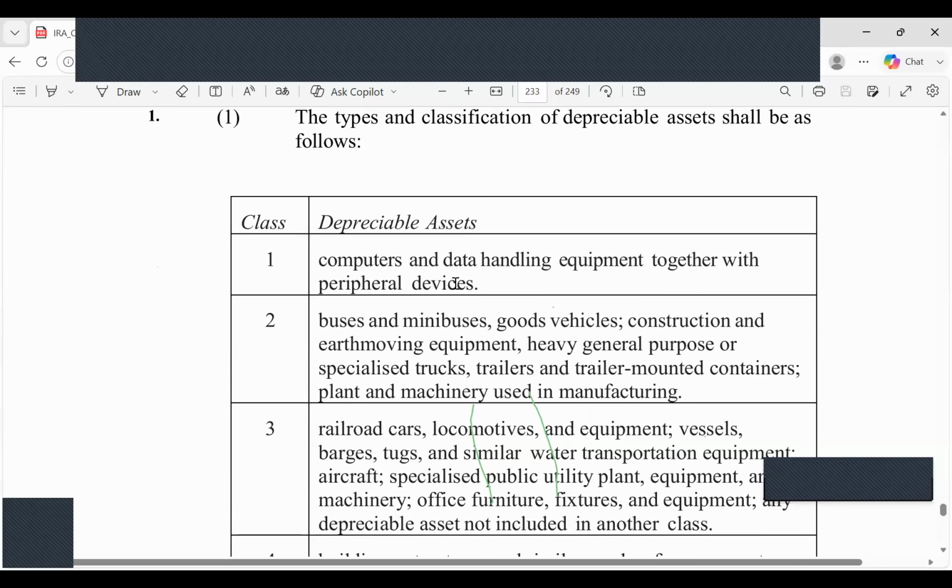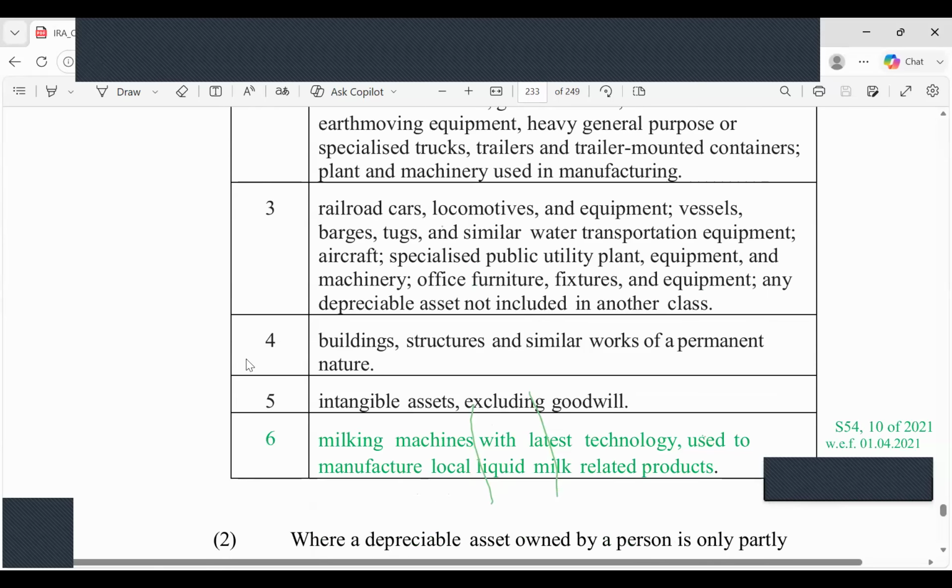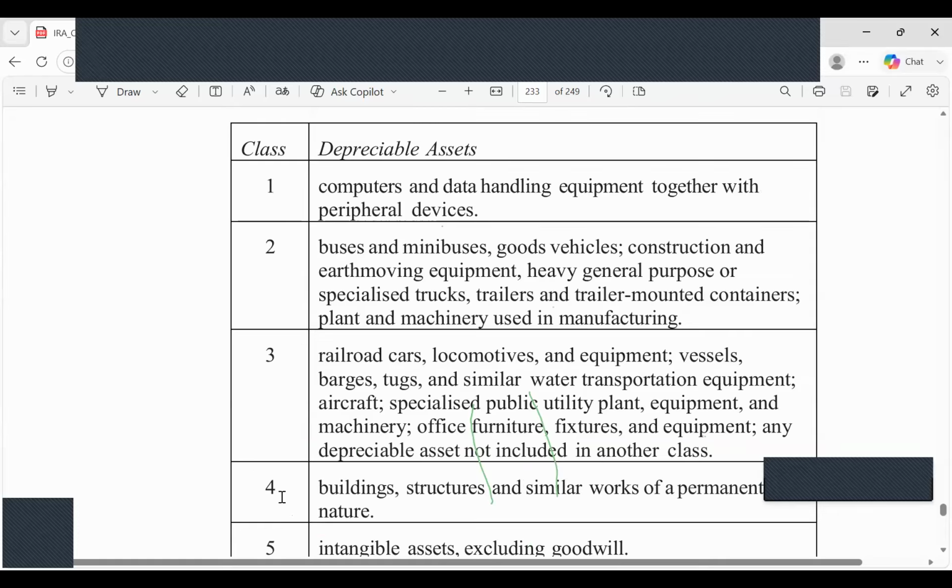So you can see these things. It says the classes of assets, class 1, class 2, class 3, like that. All assets we are using for business purposes are categorized into several classes. We have 6 classes. I think you can remember when we were considering repair and improvements, if some assets were categorized under class 4, then the restricted amount was 5%. Class 4 means building structures and similar works of permanent nature. That means if we have made some repairs or improvements for a building, the restricted amount was 5%. All other than that was 20%.